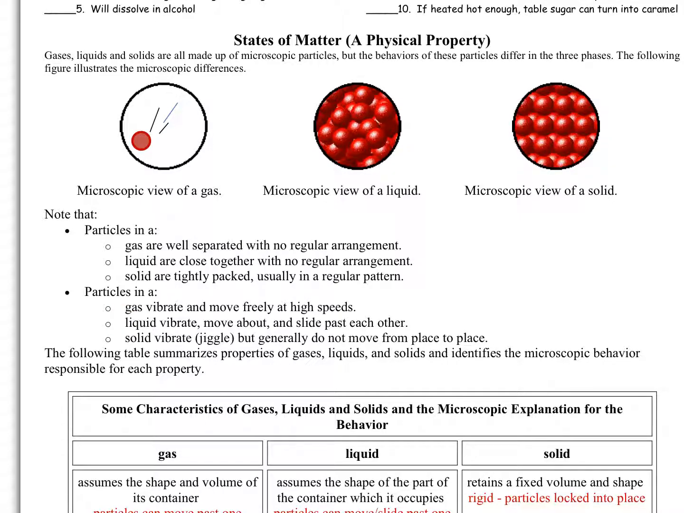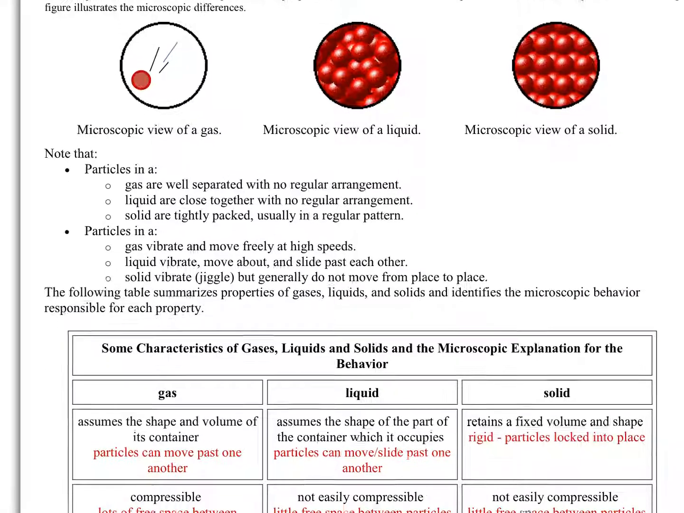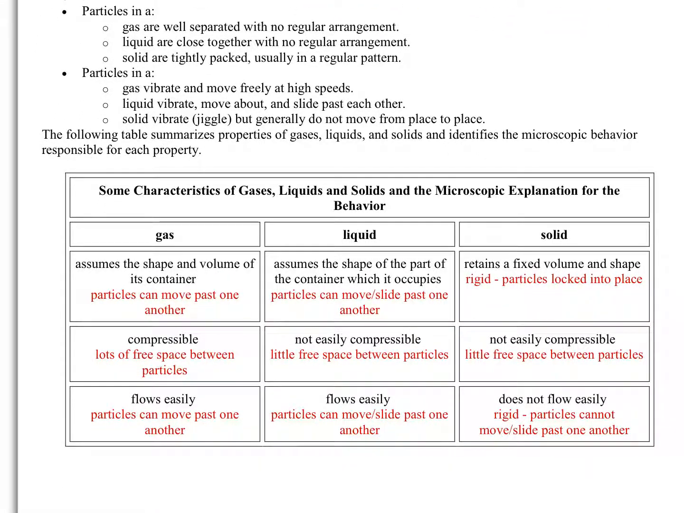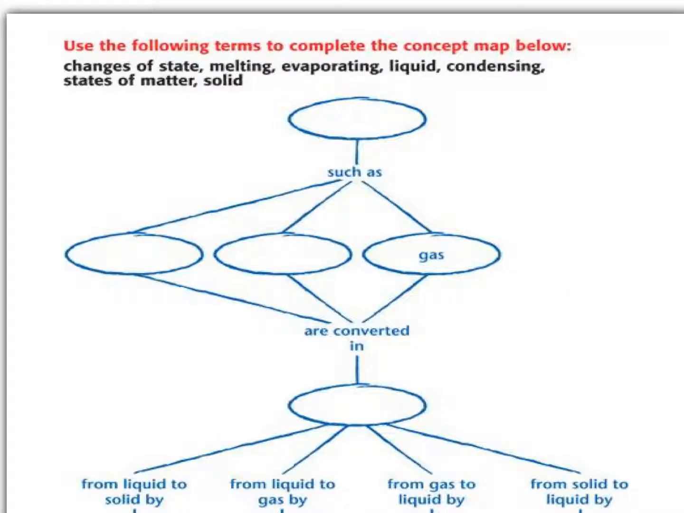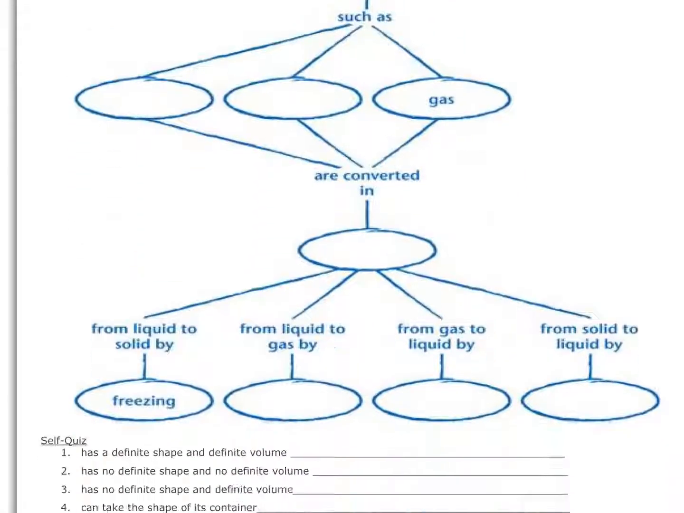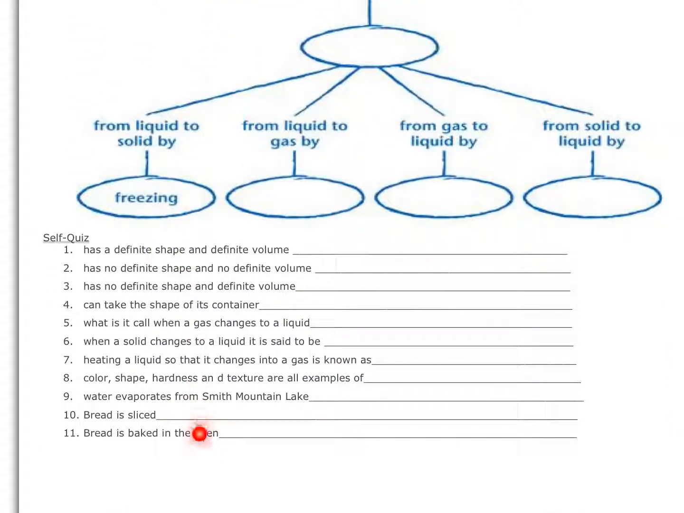Gas molecules vibrate and move freely at high speeds. Liquids only slide past one another. And now solids still move. These particles must move. We still have electrons moving, but although they move, they still move in this rigid structure, so they don't move from place to place. The table below summarizes these properties and identifies the microscopic behavior responsible for each property. You need to complete this concept map using the words here, and then answer the questions on the bottom to make sure you really understand these concepts.